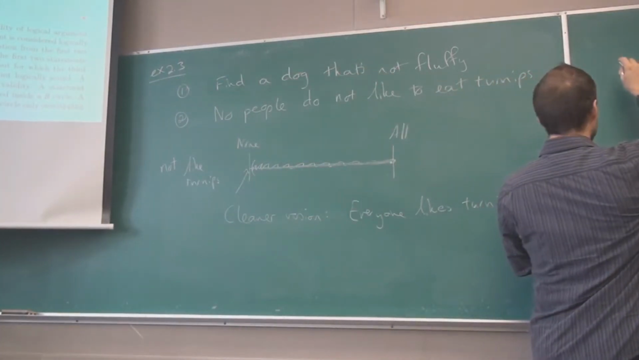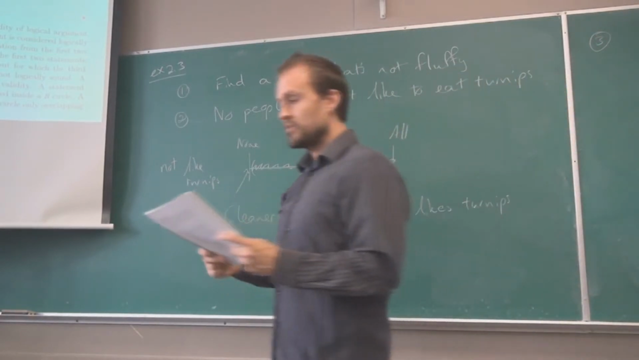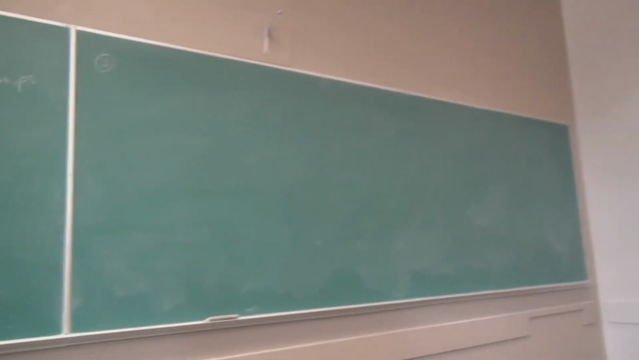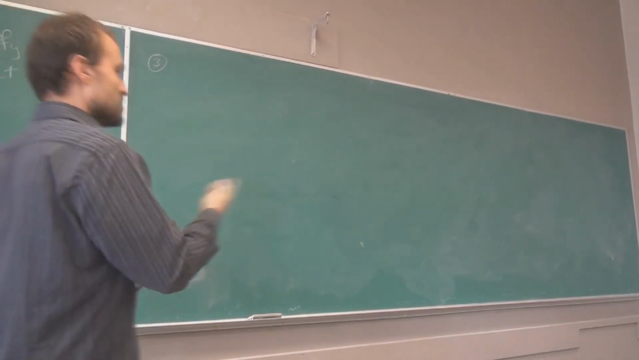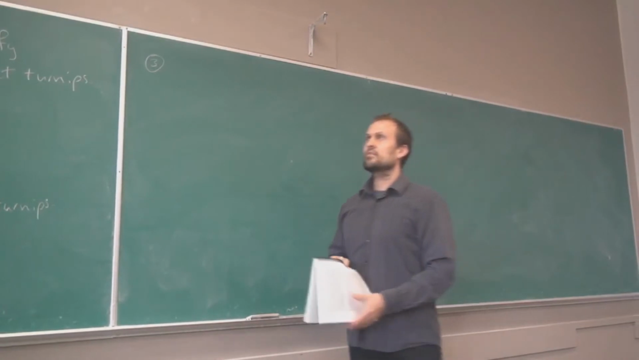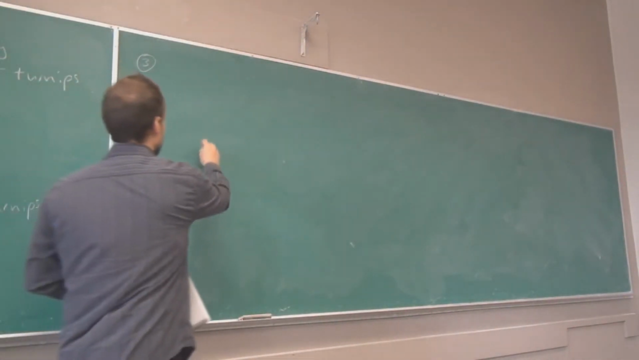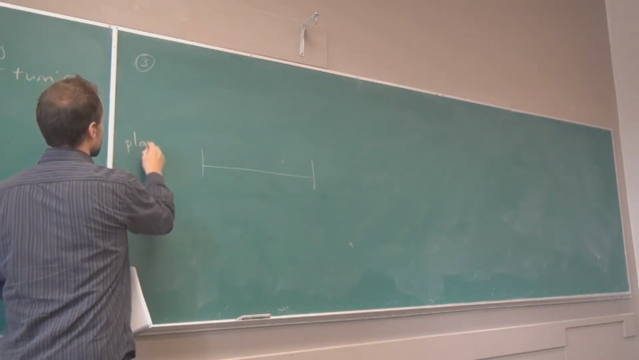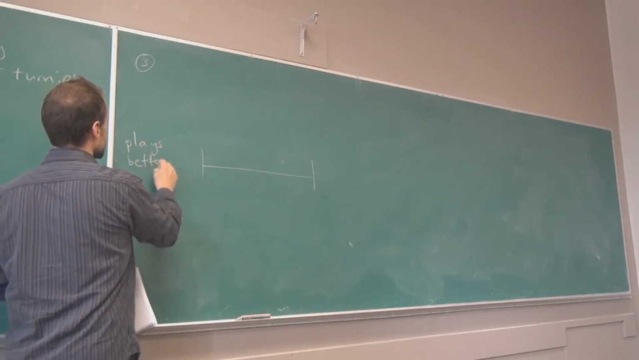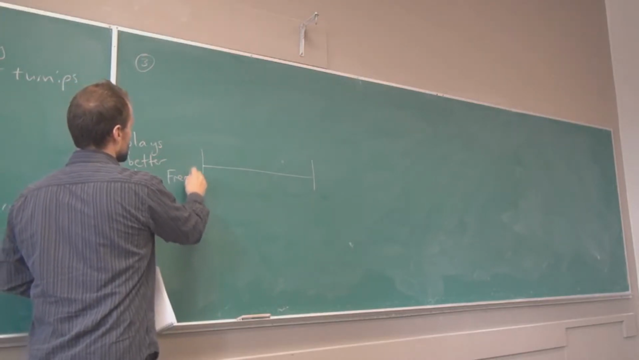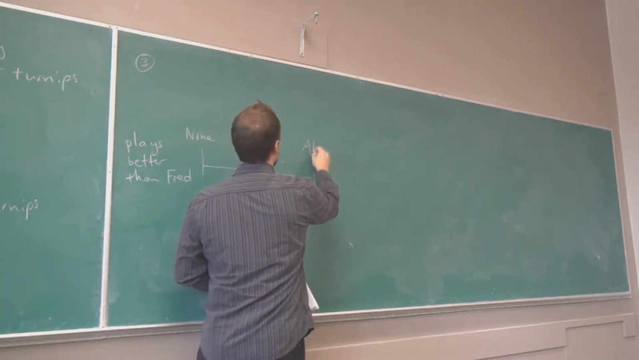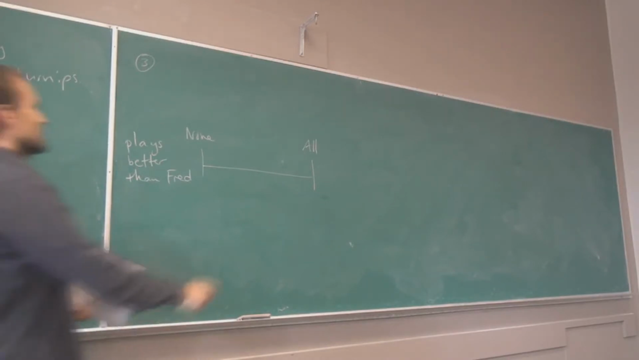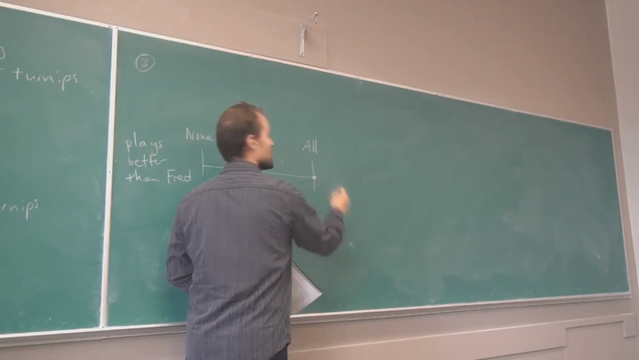Three. Everyone plays better tennis than Fred. I don't know if that's true or not, but someone comes in, we all know Fred, and they say, everyone plays better tennis than Fred. Well, think about what that means with a diagram. So now we can say this refers to people playing better than Fred, from none to all. They're claiming that everyone plays better. So they're saying what's happening is right there and nothing else.